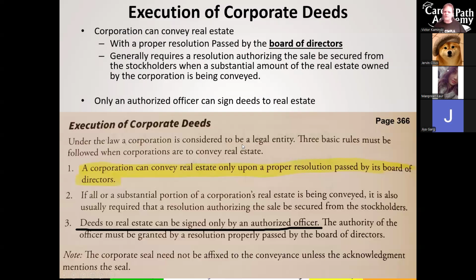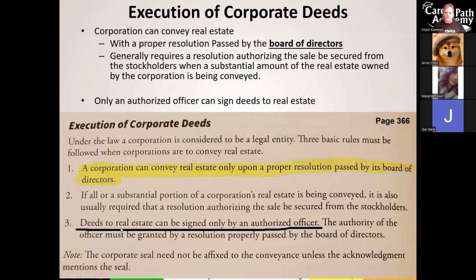Under the law, a corporation is considered to be a legal entity, even though it's an artificial person. Three basic rules must be followed when corporations are to convey real estate. A corporation can convey real estate only upon a proper resolution passed by its board of directors, showing the person has the authority to do so. And if all or a substantial portion of the corporation's real estate is being conveyed, it's also usually required that a resolution authorizing the sale be secured from the stockholders. That's only when all or a substantial portion, the majority, of the real estate is being conveyed.